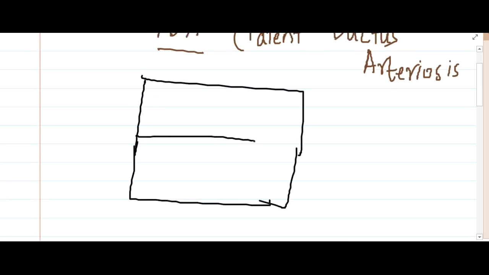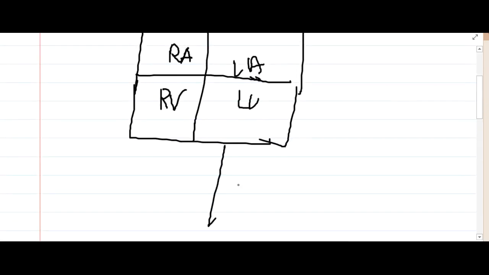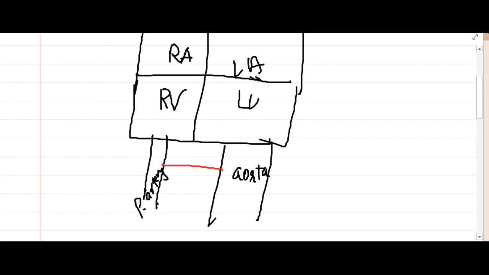So if this is the heart, we have the right atrium, right ventricle, left atrium and left ventricle. This is the aorta and this is the pulmonary valve. This is the aorta, this is the pulmonary artery. Now, if there is an aberrant connection between the aorta and pulmonary artery, this is called patent ductus arteriosus, and because of this, the blood from the aorta passes to the pulmonary artery.